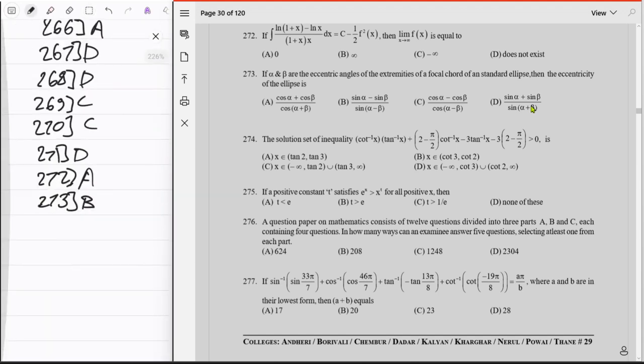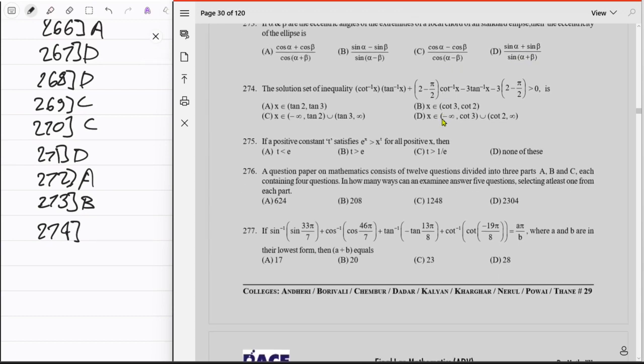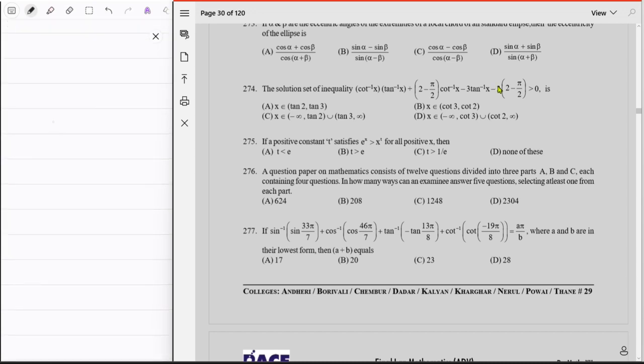274. The solution set of this inequality is cot inverse of x times sin of x plus, oh god. Okay, right. So let's see. इसको u और v बोलो. So tan inverse of x is equal to u and cot inverse of x is equal to v, and we know that u plus v is equal to pi upon 2.